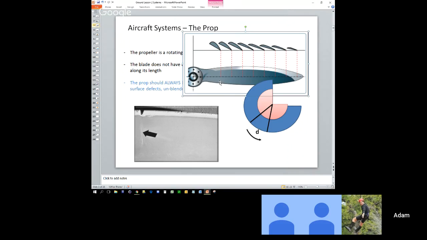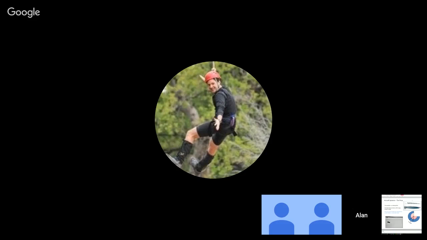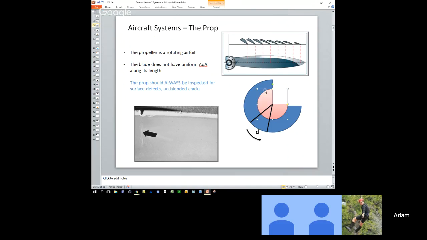That's why the prop has a different angle of attack along its length, because as it spins, the outside of the prop over here spins faster than the inside. And you want the prop to generate the same amount of lift along its entire length. Got it. Interesting. Yep. So the hub here, call it this red region right here, is spinning slower than the blue region. So in order to maintain constant, call it quote unquote lift, constant thrust, it has to have a higher angle of attack closer to the hub.